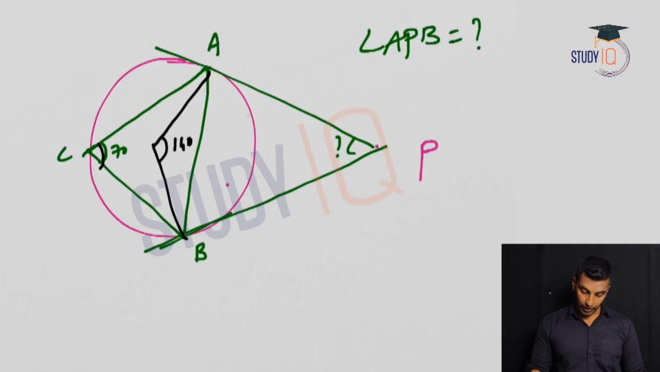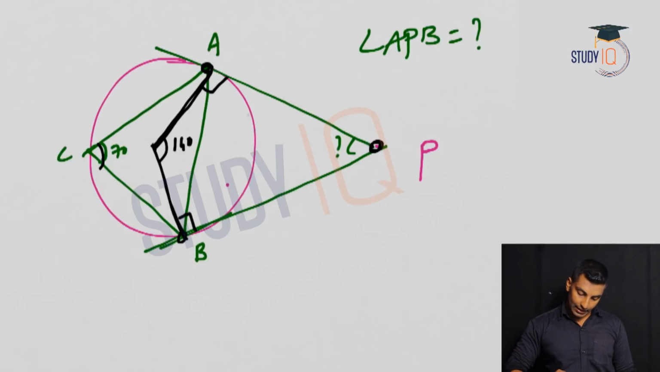This is 140. Now, this is exactly what we have seen in the first question. When you see an external point and a tangent touching the circle, you can combine it with the radii. So you will get this angle 90 and this angle 90. So now you know this angle, you know this angle, and you know this angle.